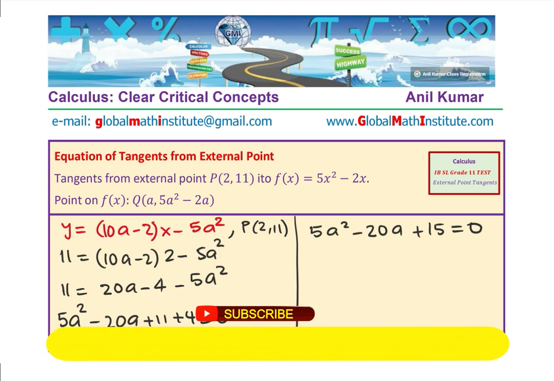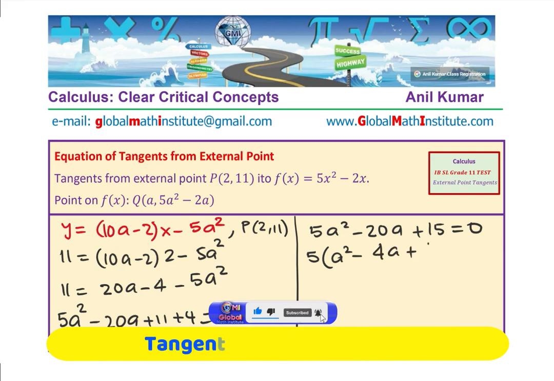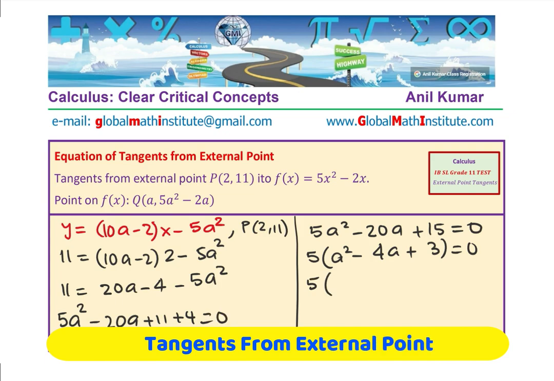Let's figure this out. Factor 5 first. We get a square minus, dividing 20 by 5 gives you 4a, and then 15 by 5 gives you 3. And this can be factored easily. Product of 3, sum of minus 4 means a minus 3 times a minus 1 equals 0. Solving this, we get the answer a equals 3 and a equals 1. Okay? Since we get the values of a, we can actually get the f of a also, and we'll get the point. You get the idea. Perfect. Great. So we get the value of a as 3 and 1. Is this clear to you?